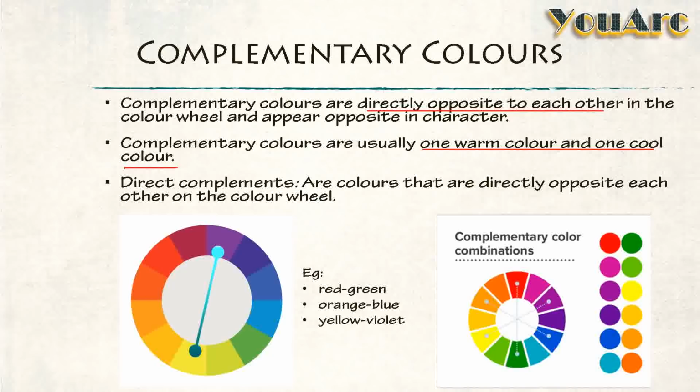So let's see one example here. We can see yellow and violet. They are directly opposite to each other in the color wheel, and yellow is a warm color and violet is a cool color, right? If we see other combinations also, orange is warm, blue is cool, red is warm, green is cool. So we have two different colors. How many combinations of complementary colors do we have? Yes, we have many. A few examples are listed here. Just check it.